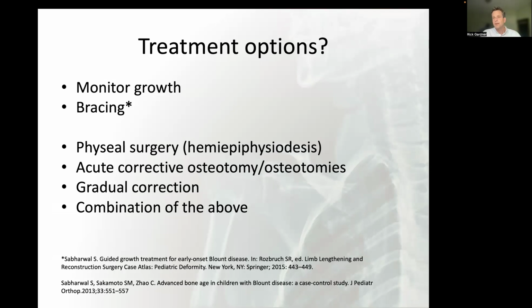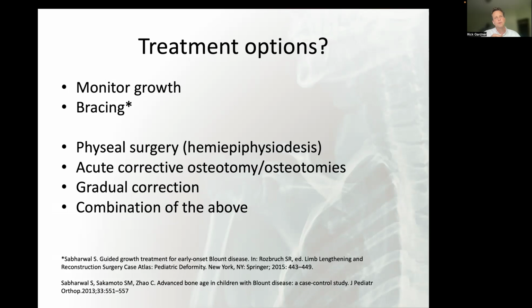So what are our treatment options? Non-operatively, of course, we can monitor growth. If we've got any doubt to say this may not be severe, may not be Blount's, it may be physiological, monitoring growth would of course be the right thing, just to see if there is any progression. Bracing is used, and there are some papers out there who do support bracing. I don't personally have any experience of that, and I haven't found it to be useful in my experience, but there's a paper here from Sanjeev Sabharwal highlighting bracing, and it's certainly an option.